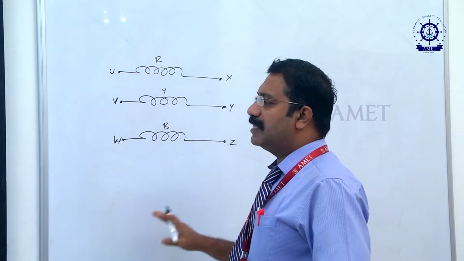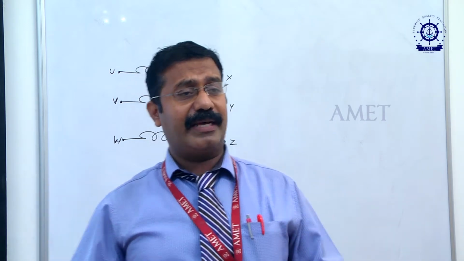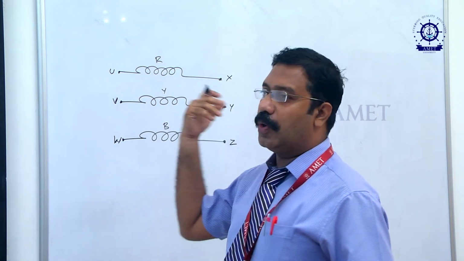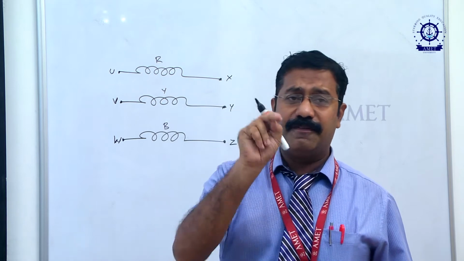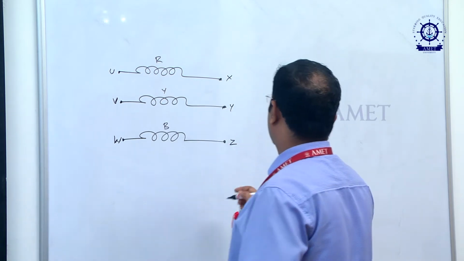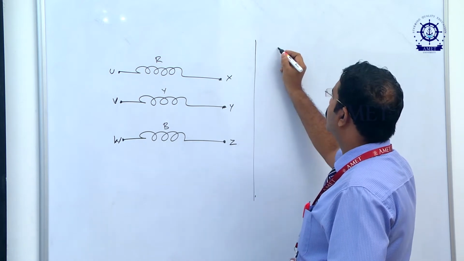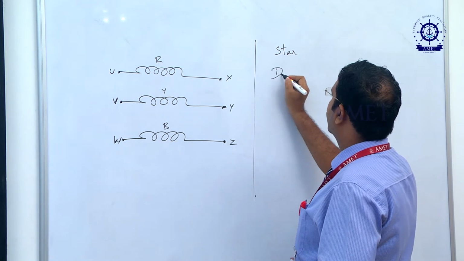If a 3-phase winding is given, what are the types of connections available? If we know the connections, we will know which terminal comes at which point. There are 2 types of connection: one is star connection and the second one is delta connection.